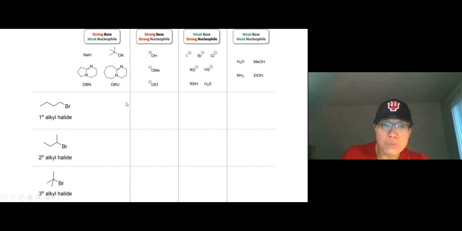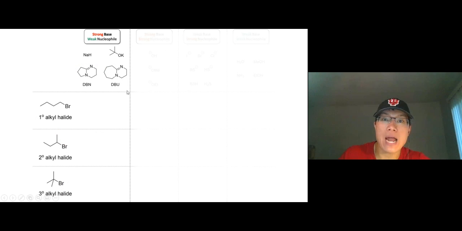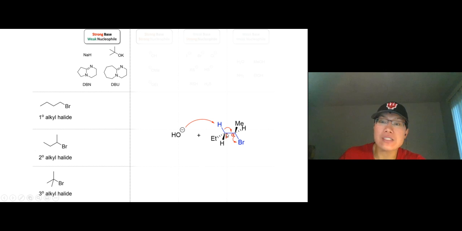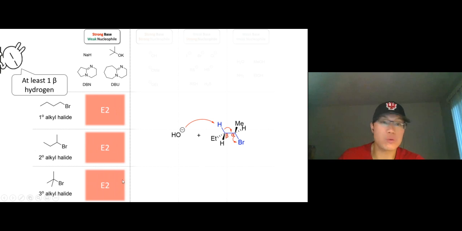All right, so look at it right here. I'm going to start with this one. All of this acts only as a base, as a weak nucleophile, so they don't do SN2. This is a strong base, only E2. As long as any of these has one beta hydrogen, they can all do E2, doesn't matter. This is all going to do E2 anyway. As long as it has a beta hydrogen, E2, go.